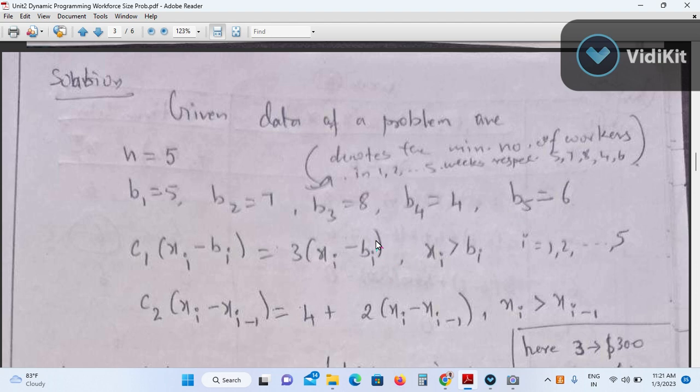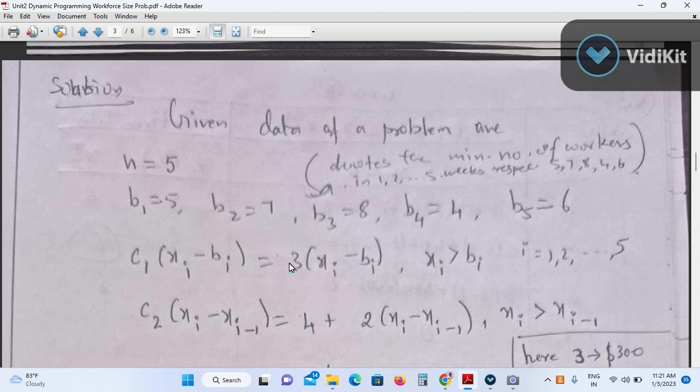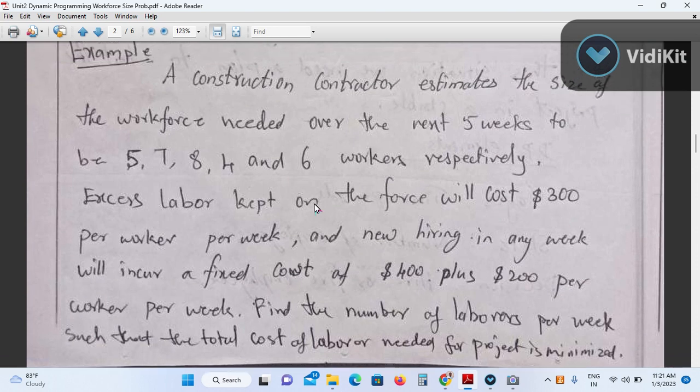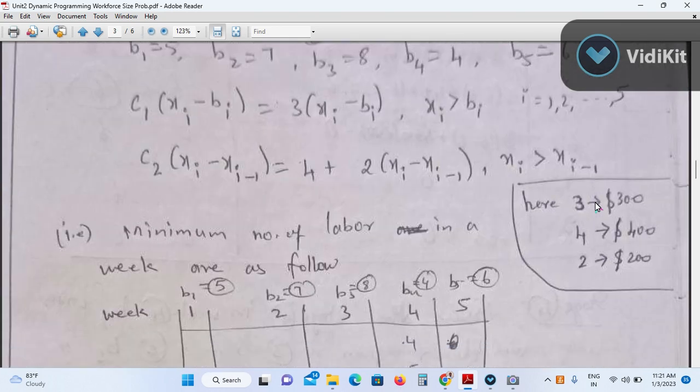That is, we are not utilizing some particular workers, so they are at rest. For that we have to pay. So in that case, what is it? It is clearly given here: for the excess laborers, we have to pay $300 per week per worker. Therefore, 3 times (xi minus bi). So that is the thing.